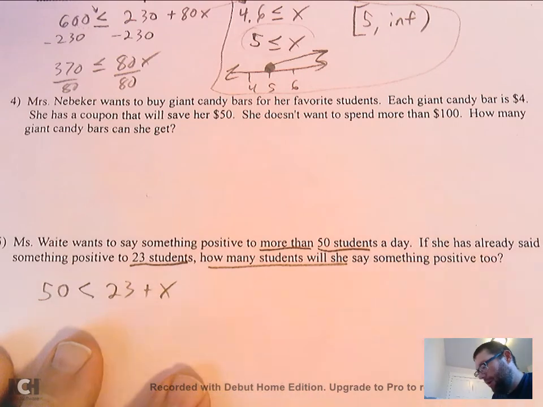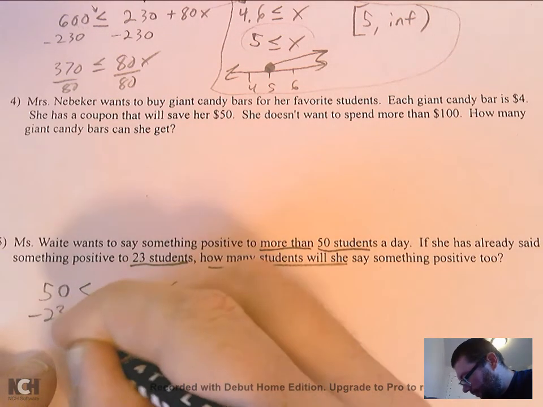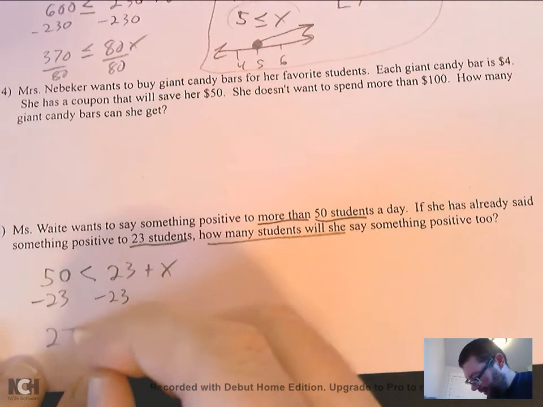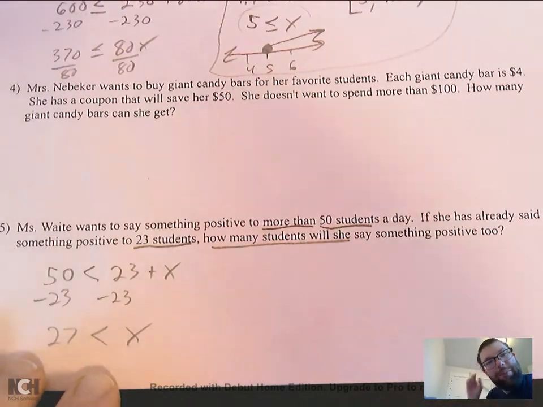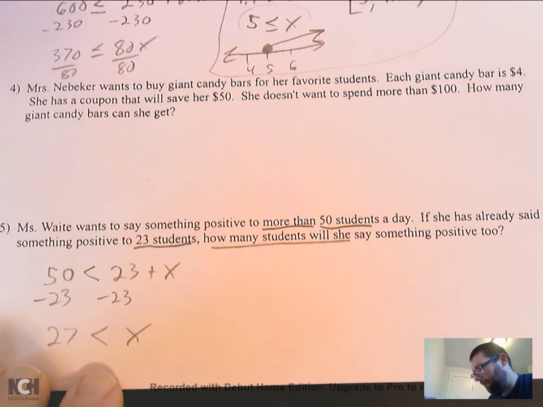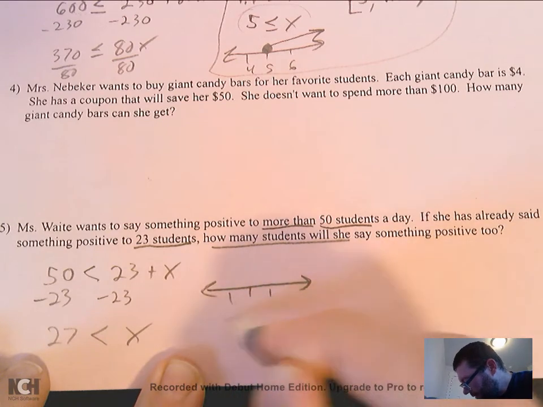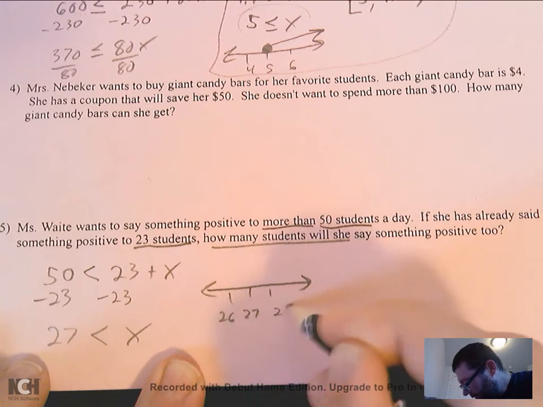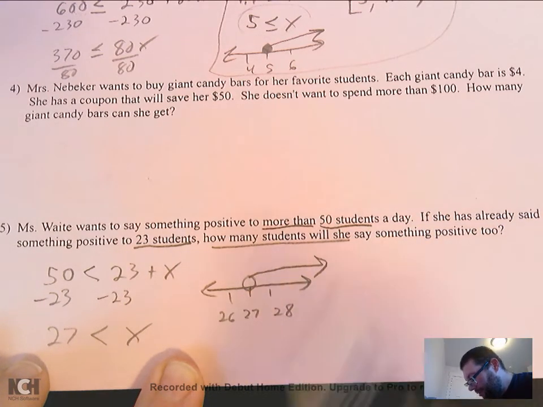So she's already said something positive to 23, so we're going to take that away from what she has to do, right? And she's going to be left with more than 27 students. If she says it to exactly 27 students, it's not enough, right? It has to be more than 27 students. So 26, 27, 28, open circle. It needs to be not 27, but 28 going forward, right?